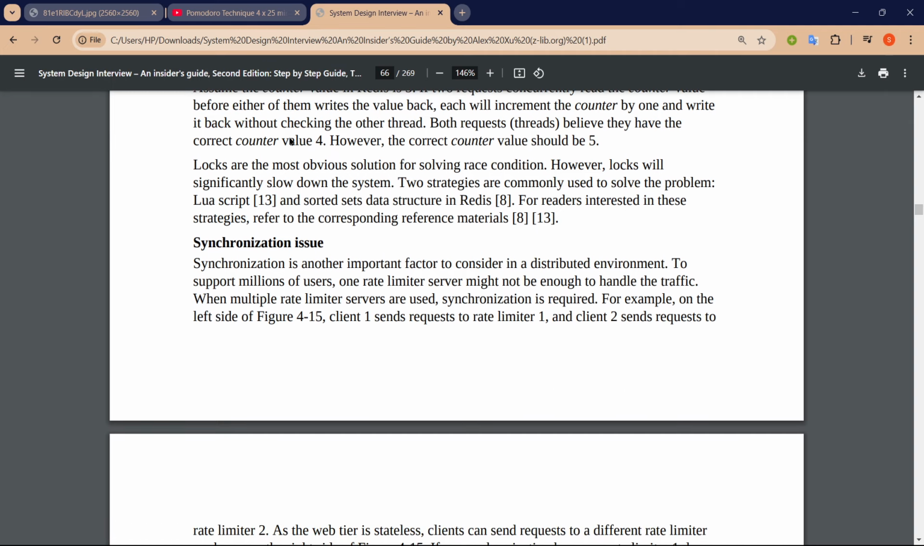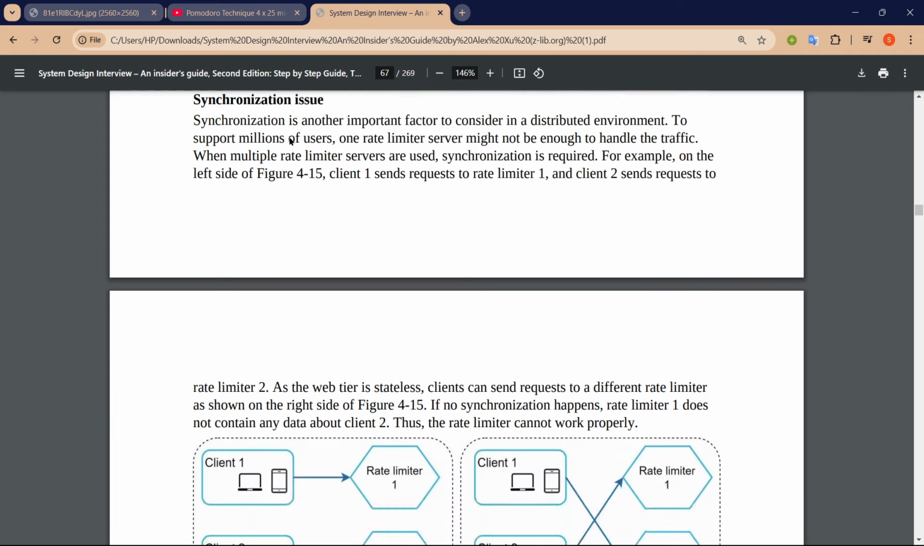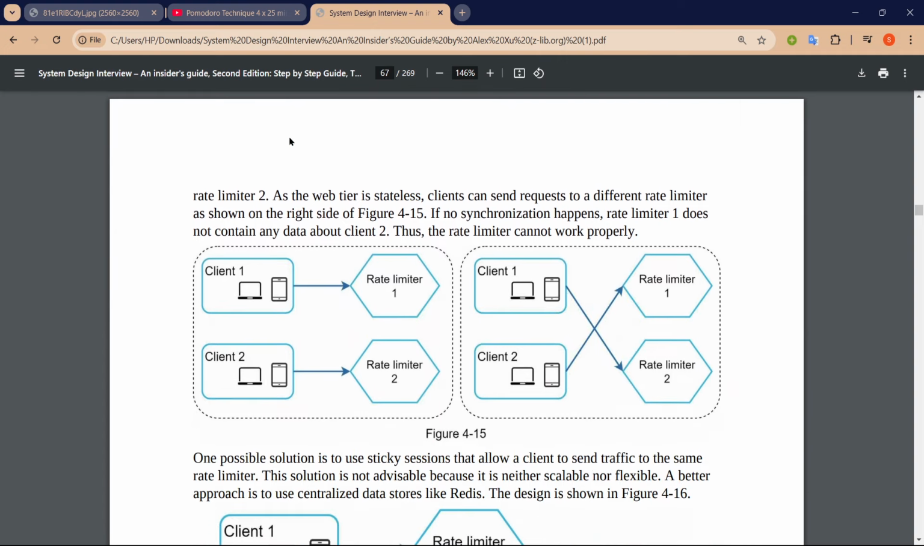Synchronization is another important factor to consider in a distributed environment. To support millions of users, one rate limiter server might not be enough to handle the traffic. When multiple rate limiter servers are used, synchronization is required. For example, on the left side of figure 4-15, client 1 sends requests to rate limiter 1. As the web tier is stateless, clients can send requests to a different rate limiter as shown on the right side.